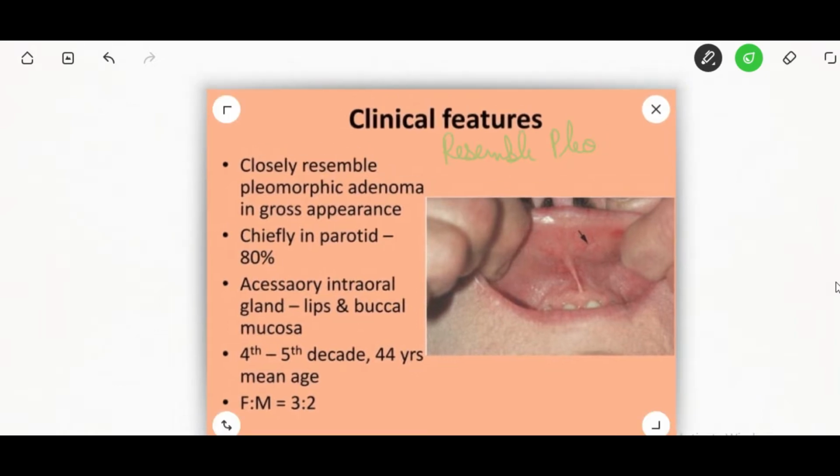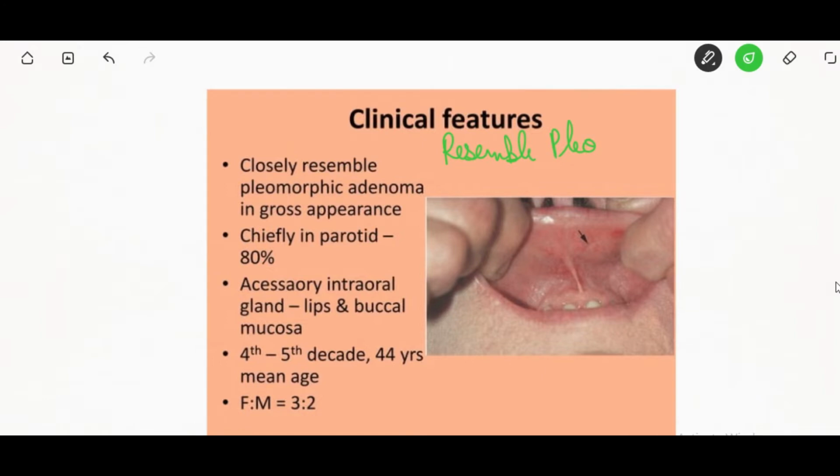It closely resembles the pleomorphic adenoma in gross appearance. It occurs chiefly in the parotid gland. It does occur occasionally in other major glands and in the accessory intraoral glands. The most common intraoral sites are the lips and buccal mucosa. It is generally seen around 44 years of age. Women are more affected than men. Along with the pain, facial muscle weakness may be seen.